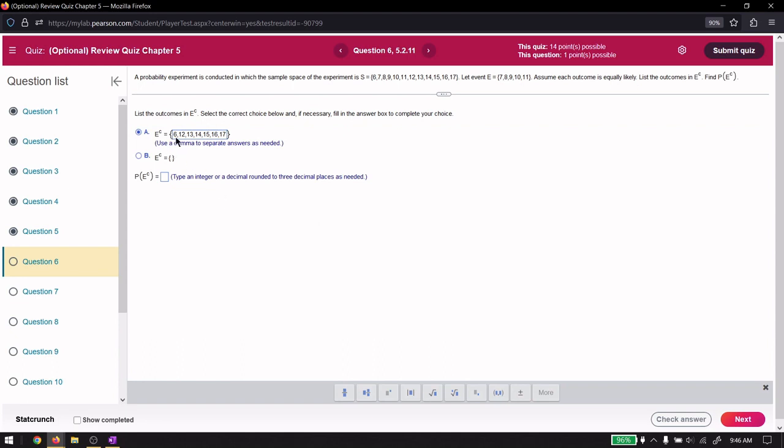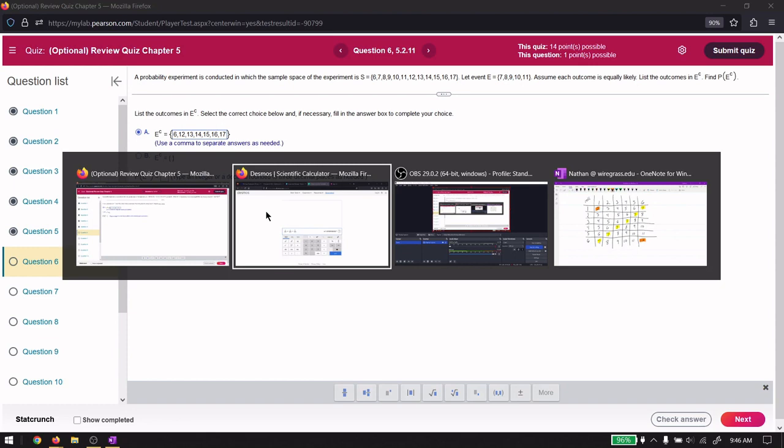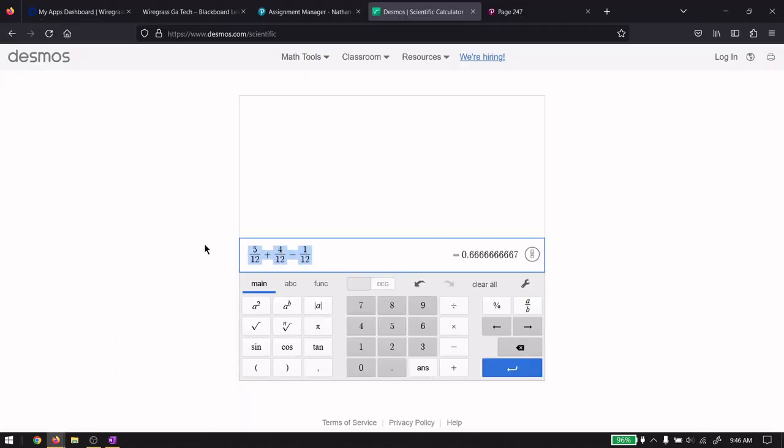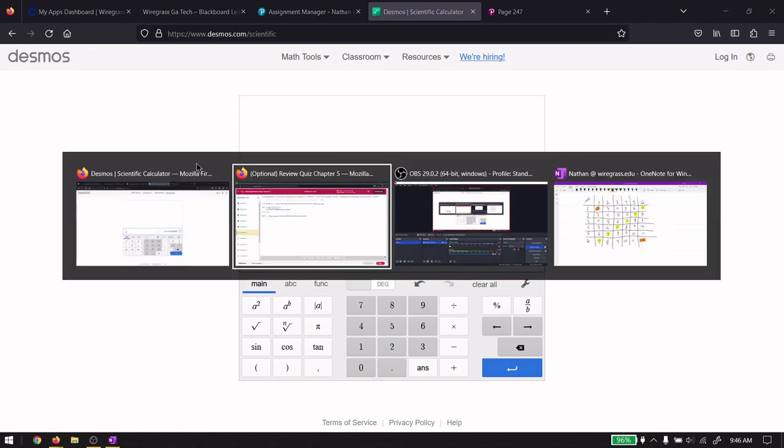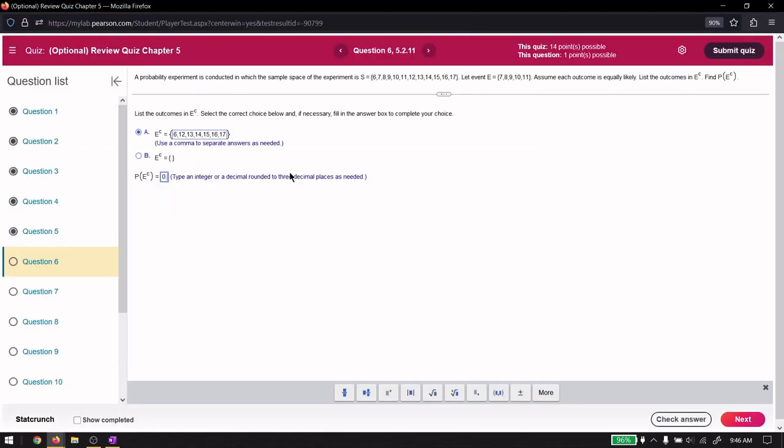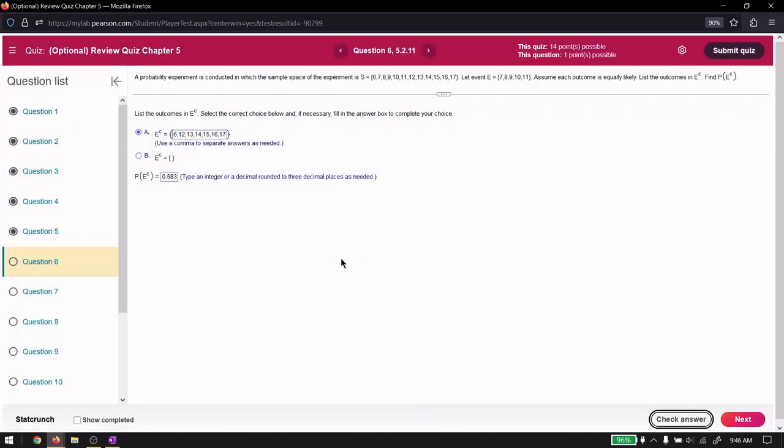And that, of course, is going to have 1, 2, 3, 4, 5, 6, 7. There's 5 in E, so there's going to be 7 in E complement since there's 12 total. 12 minus 5 is 7. And 7 out of 12 is our probability. Of course, you can just calculate that. 0.583. That's correct.